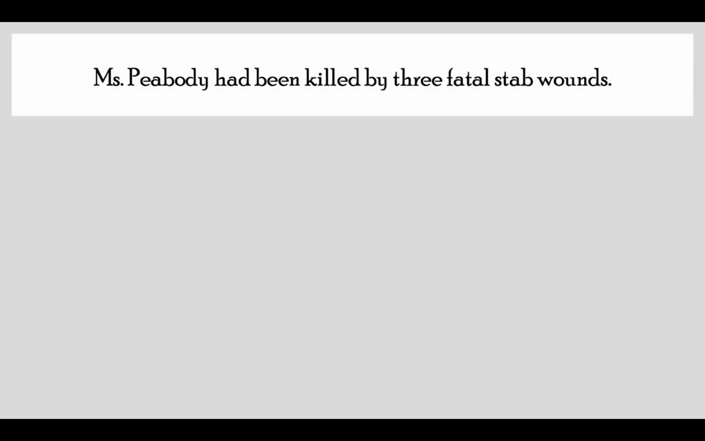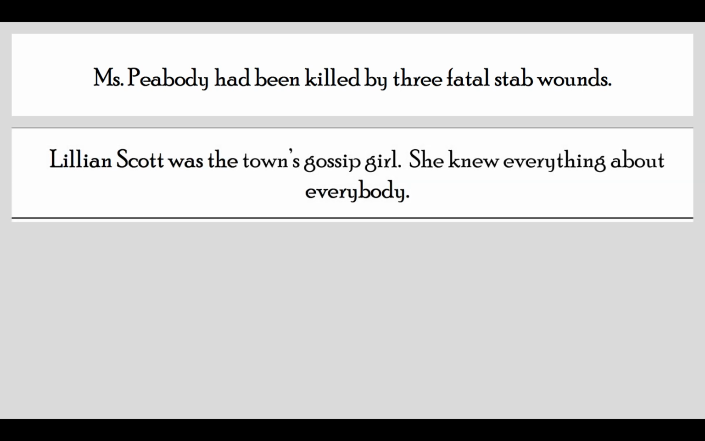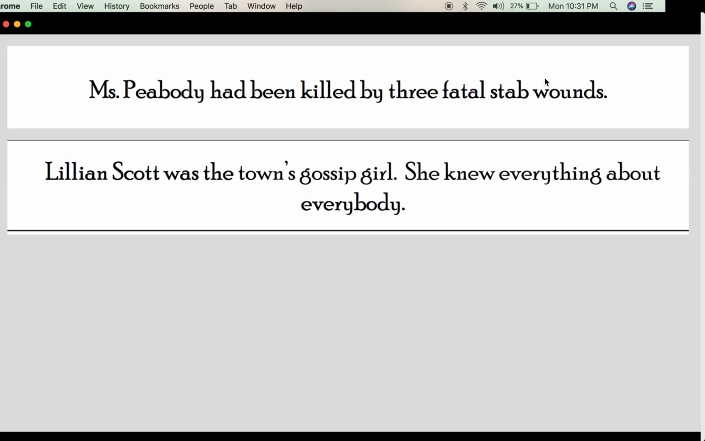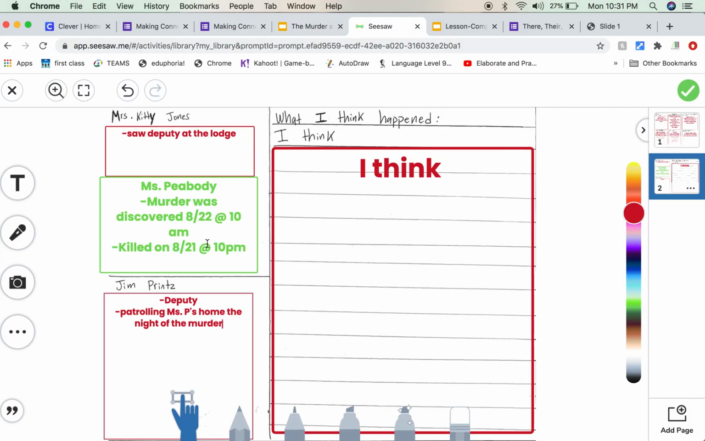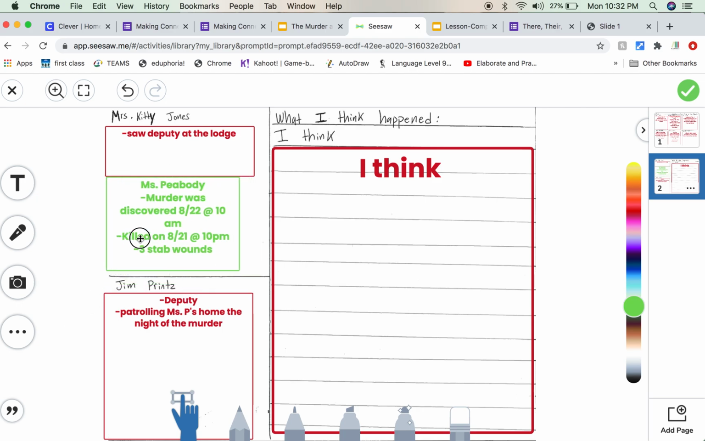Miss Peabody had been killed by 3 fatal stab wounds. Lillian Scott was the town's gossip girl. She knew everything about everybody. Very important. We have to add that to Miss Peabody. She's not a suspect because she is dead. But we do need to write that she has 3 stab wounds. That's how she died. So what do you think the weapon is? What is the weapon that was used to give her 3 stab wounds?